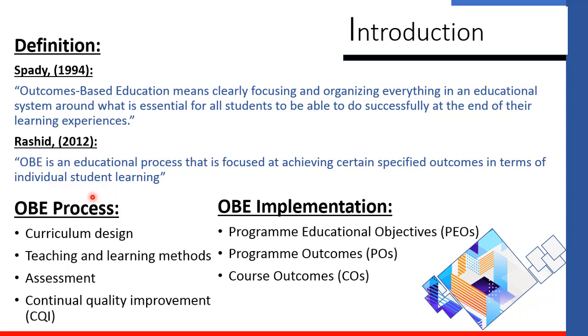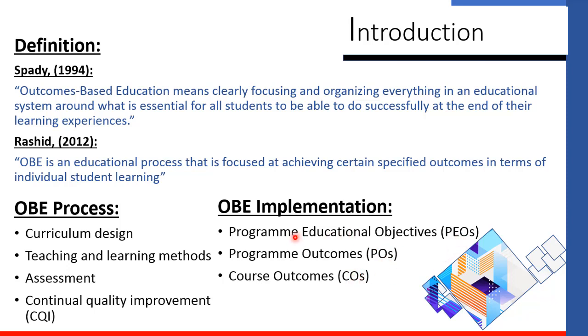In the OBE process, there are four main components. One is the curriculum design. Second is the teaching and learning method. Third is the assessment, and finally the continual quality improvement, known as CQI. All these key components are important to help the student achieve the outcomes set by the educational institution. Here, the outcomes in higher education are the PEO, POs and also the COs.